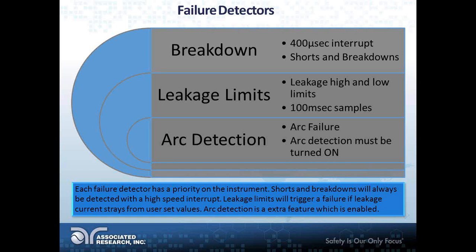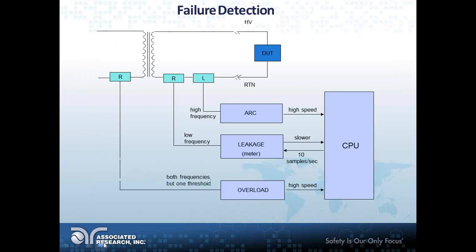And then arc detection is only going to trigger if you have that on, but actually arc detection triggers in a similar fashion as breakdown. So here's what's going on in our instruments. Just imagine that on the upper left hand there, you see a transformer. That's the Hipot transformer, and you can see the HV output going out to the DUT, and then on the return line, we have some detectors here that communicate directly with the CPU of the instrument to give information and determine if something is going to be a failure or not.